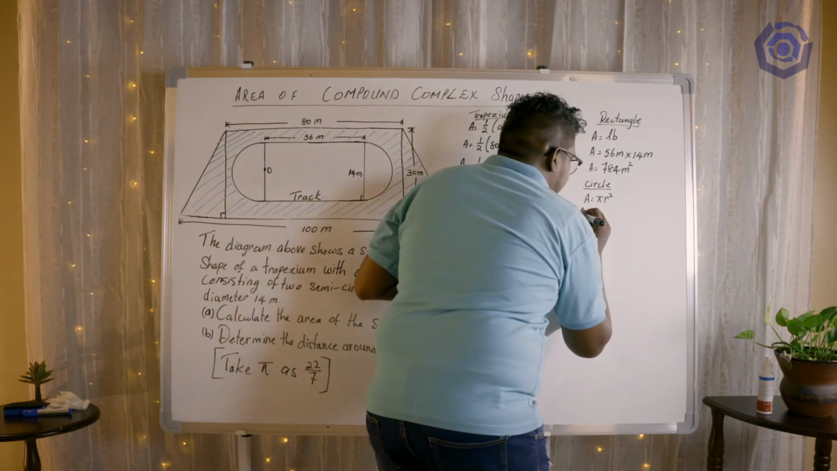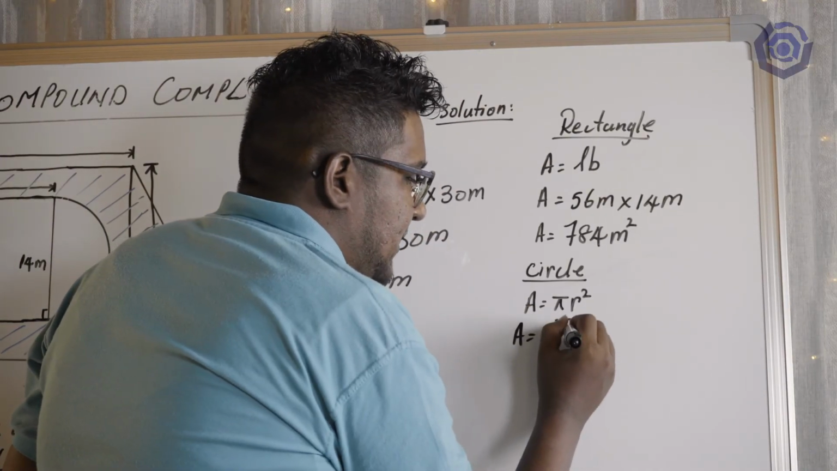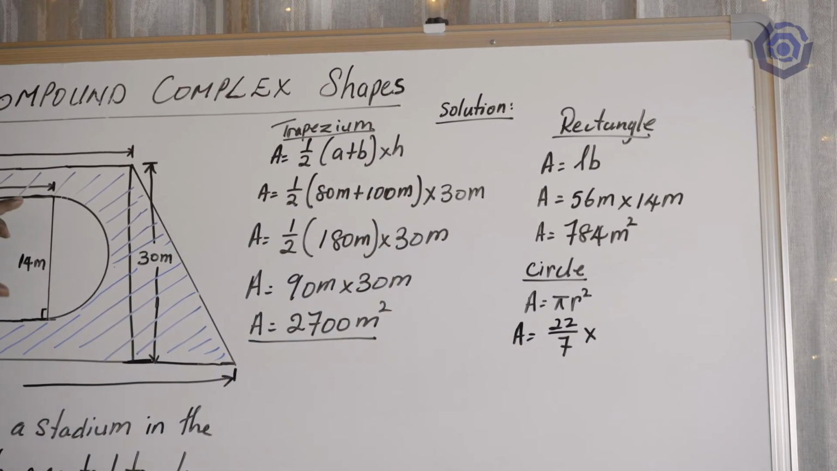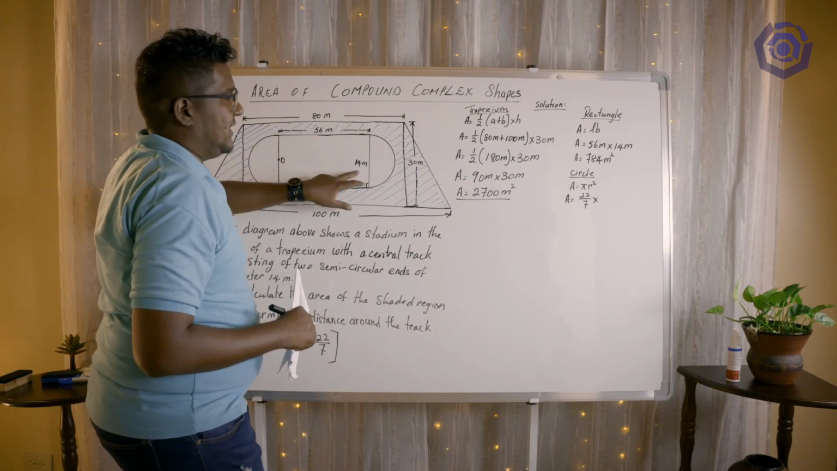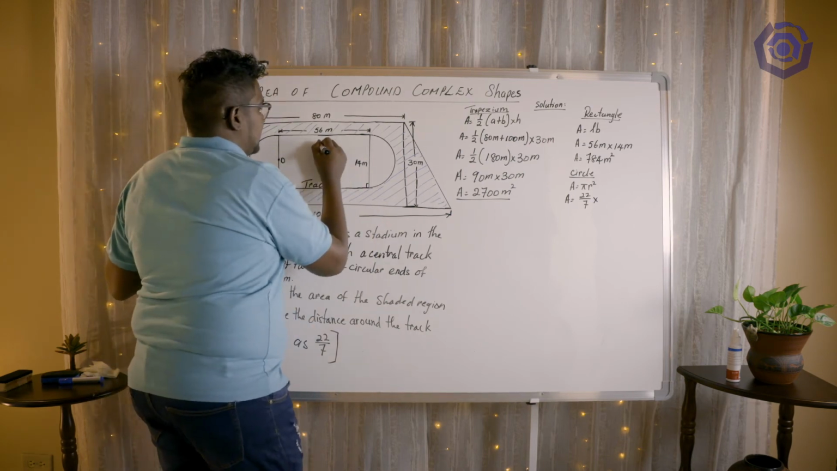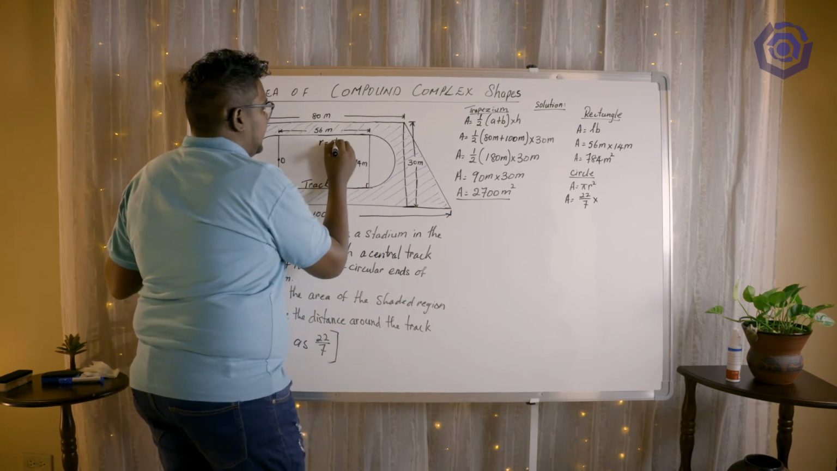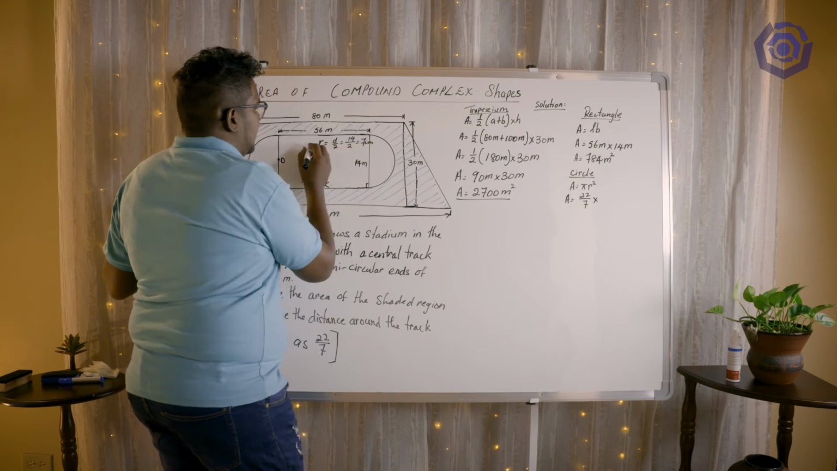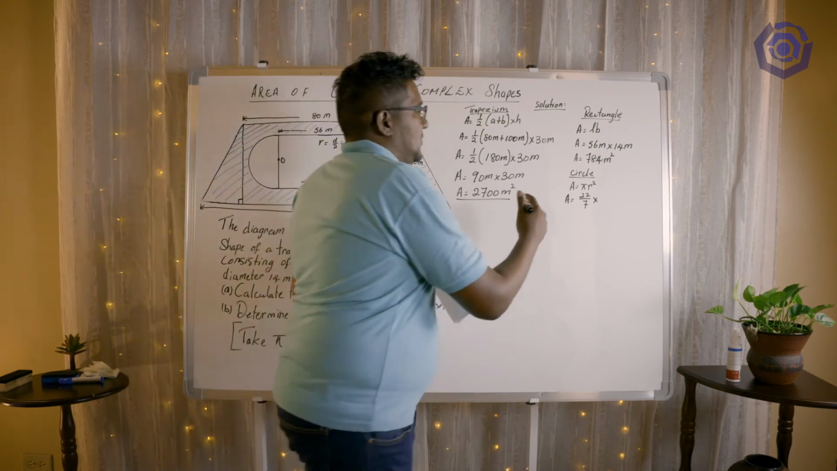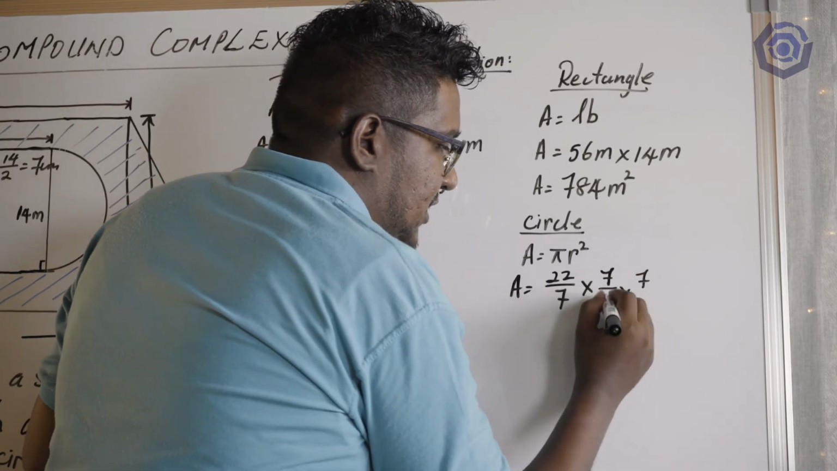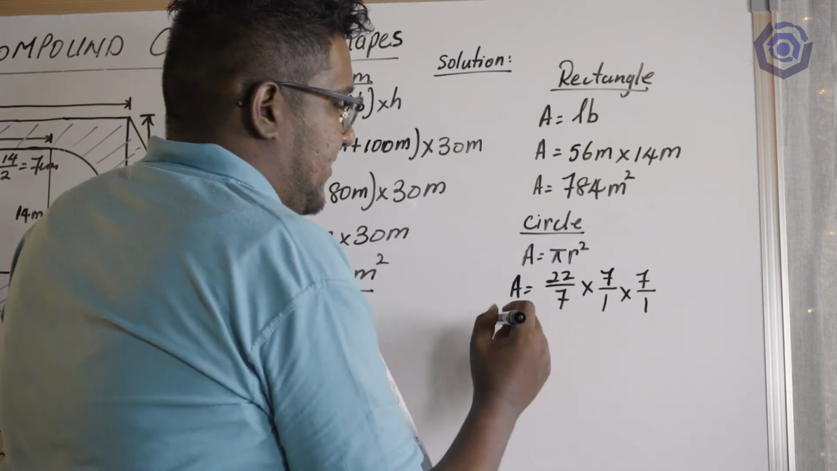So A equals pi, which is 22 over 7, multiplied by our radius. But in this case, they gave us the diameter, which is 14. So our radius is d divided by 2, and that's 14 divided by 2, which equals 7. So my radius is 7. Let's use 7 here, so it's going to be 7 multiplied by 7. We put them over 1 to make them into fractions.